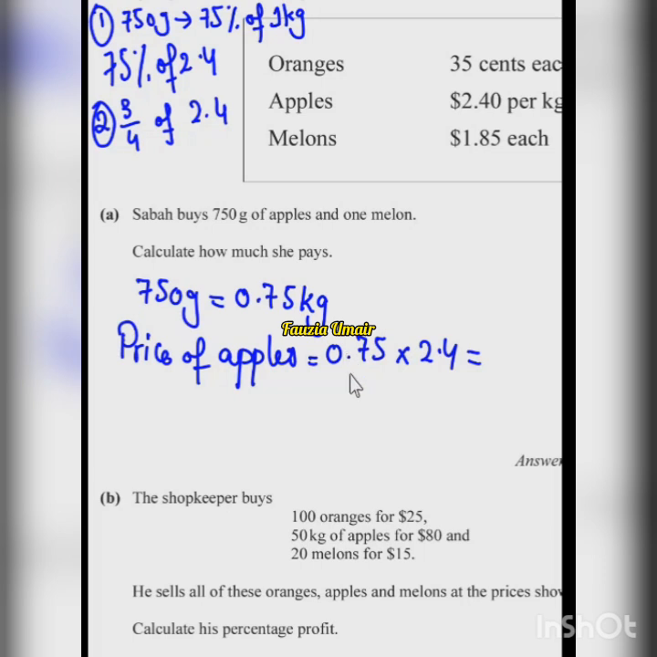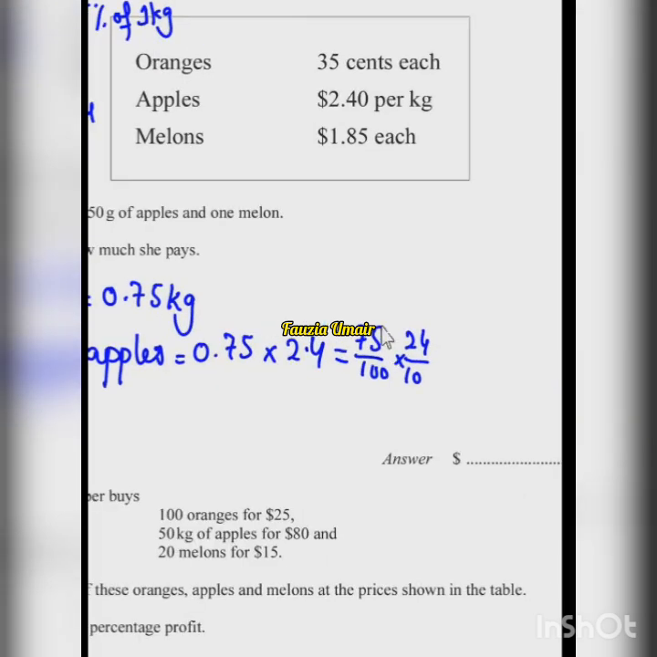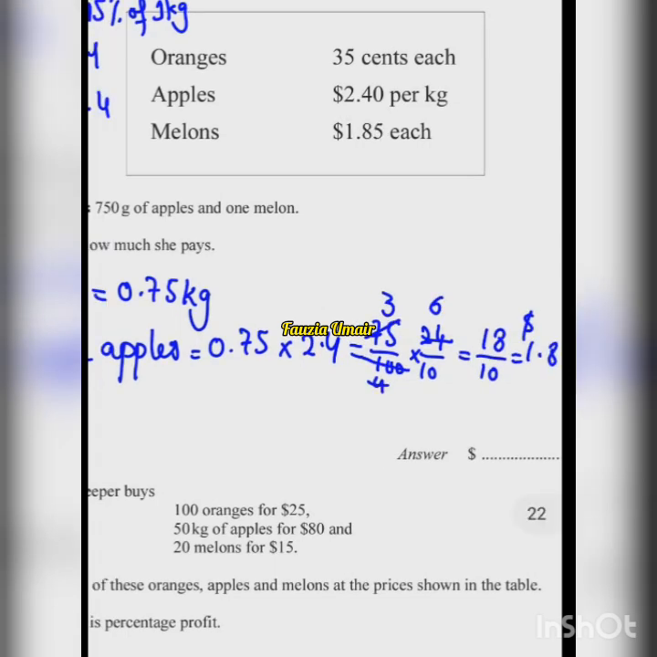Let's solve it actually. This is 75 by 100 multiplied with 24 by 10. So we can do the simplification. This is 3/4. This 4 can be cancelled with this 24, giving 6. Then you can simply write 6 3s are 18, and in the denominator it is 10. So the final answer is $1.8. And that makes sense because it is $2.4 per kg and we are buying less than a kg, so it is a lesser amount.